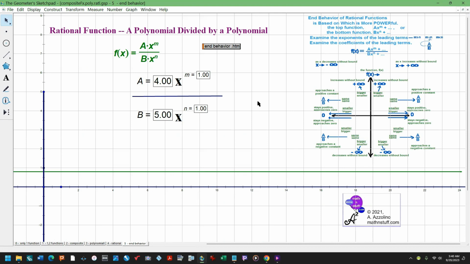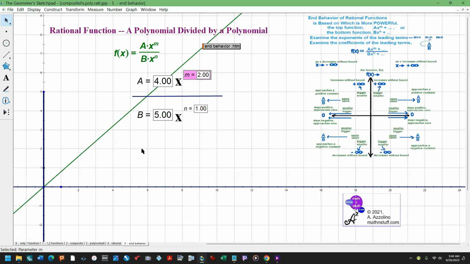This one just looks at the leading term of each polynomial in the rational function, constants a and b, exponents m and n, and we can edit those as we wish. Let's make the top one a higher degree than the bottom. That means the top wins, the bottom is not as big. The top is bigger. It's going to positive infinity.